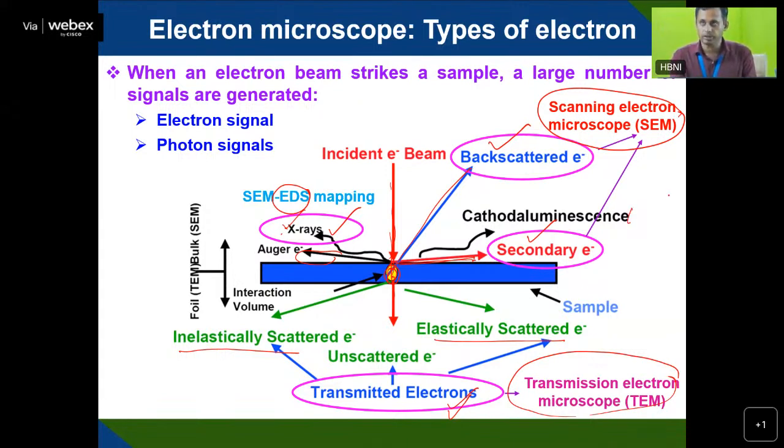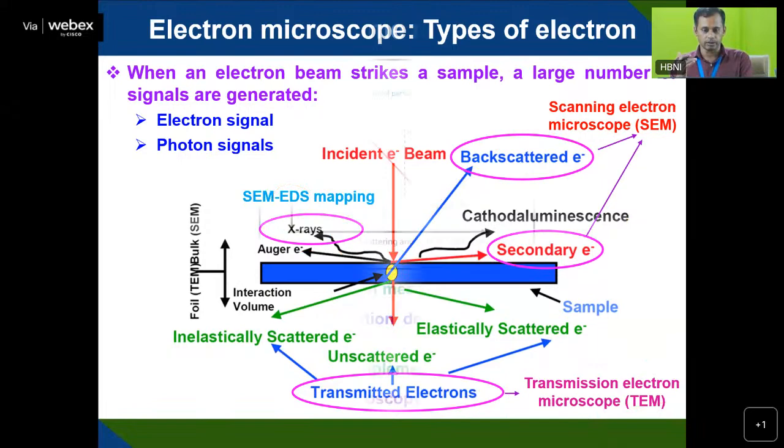There is also the possibility of cathodoluminescence. So what is the electrical signal that can be generated? That can also be used for some other techniques. Overall, the whole electron microscope is based on the interaction of an electron beam with matter and the generation of either secondary electrons or transmission of the electron. Most of these microscopic techniques are based on that.